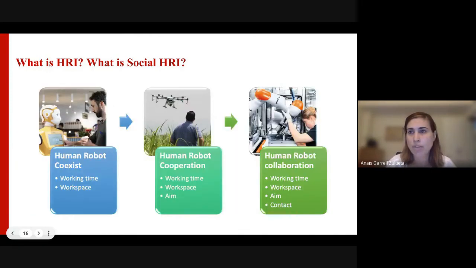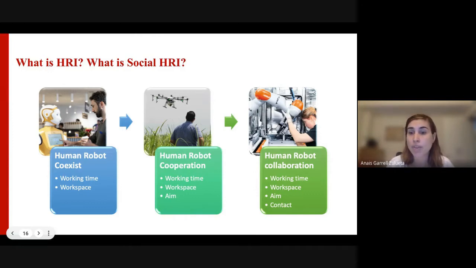And we have three different levels of interaction. The first one is just when humans and robots are coexisting. Here, this pair just share a working time and a workspace, nothing else. But of course, the robot needs to understand that we have a human and what the human is doing. Then we have one more level, which is human-robot cooperation. Here, they are sharing the working time, the workspace, and the aim. Okay? They share the same purpose. They want to solve the same task.